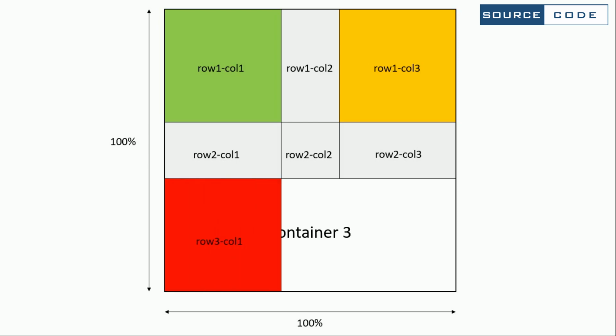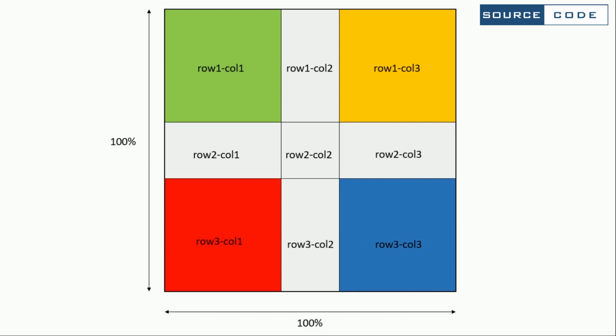Now coming to container 3, we have row 3 column 1 for the red coin. After that, we have row 3 column 2 for the path movement, and the last one is row 3 column 3 for the blue coins. Now come to the coding part.